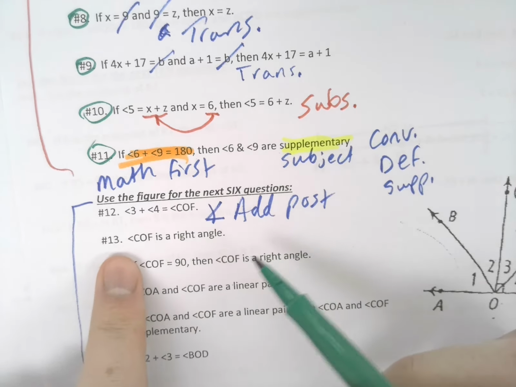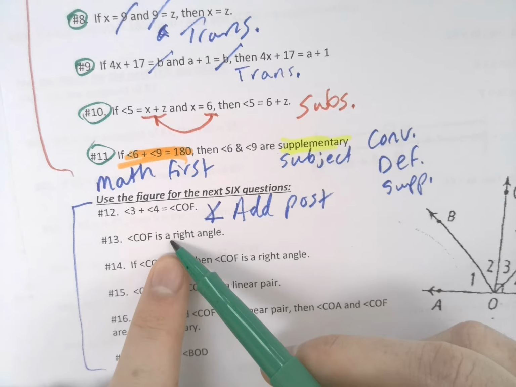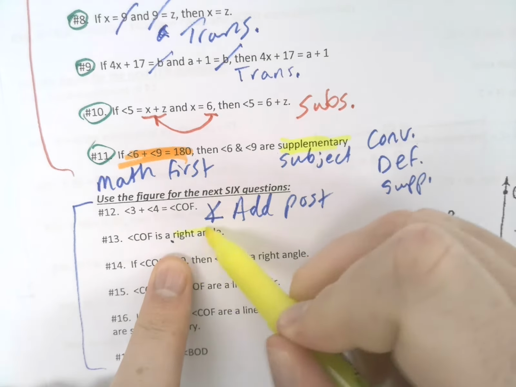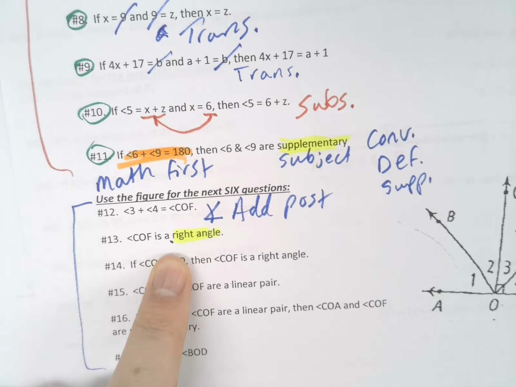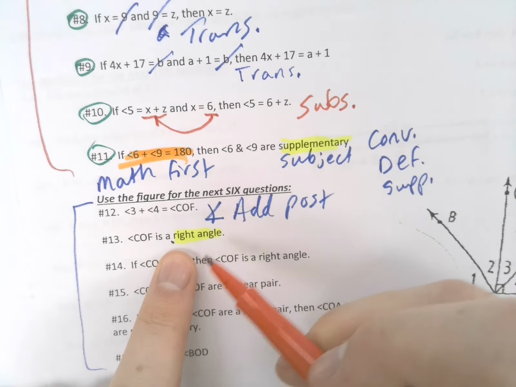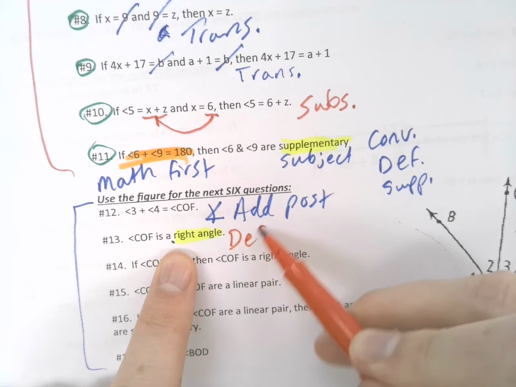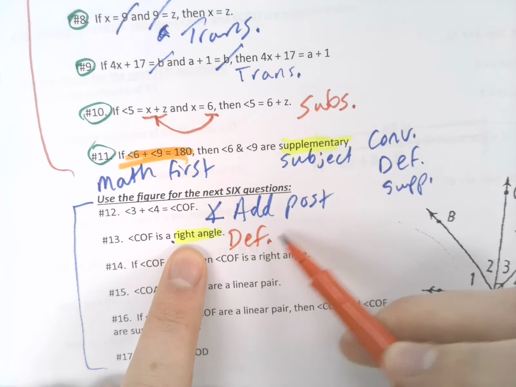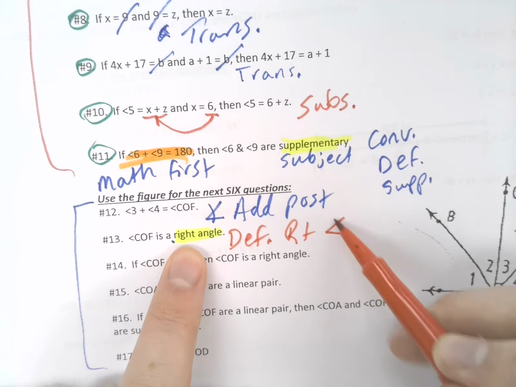How about number 13? COF is a right angle. Straight up, it's just a right angle. You guys know the drill. If they just give us a definitive statement, we're talking the definition of our subject. That's the definition of a right angle.